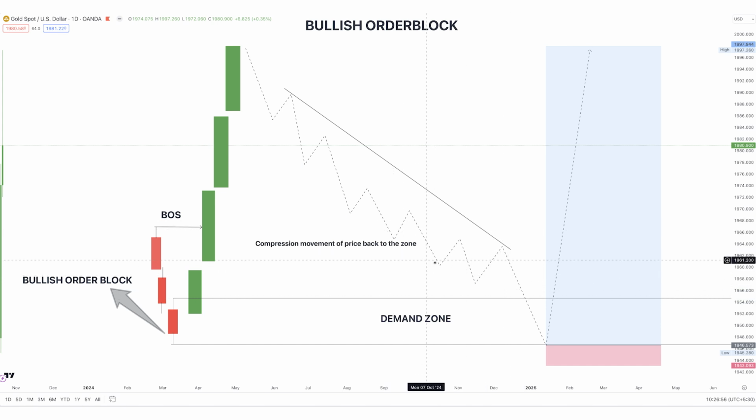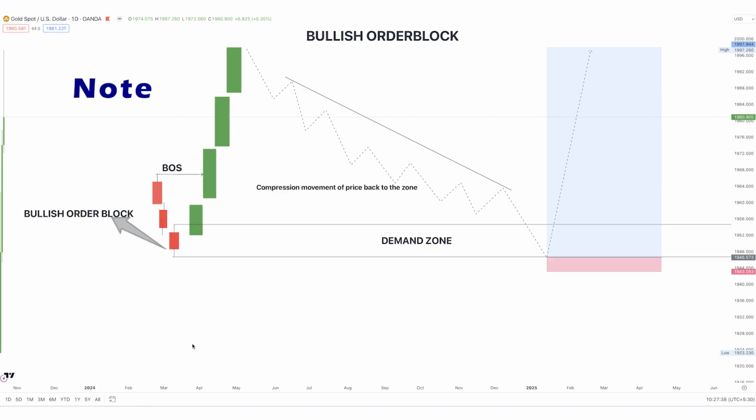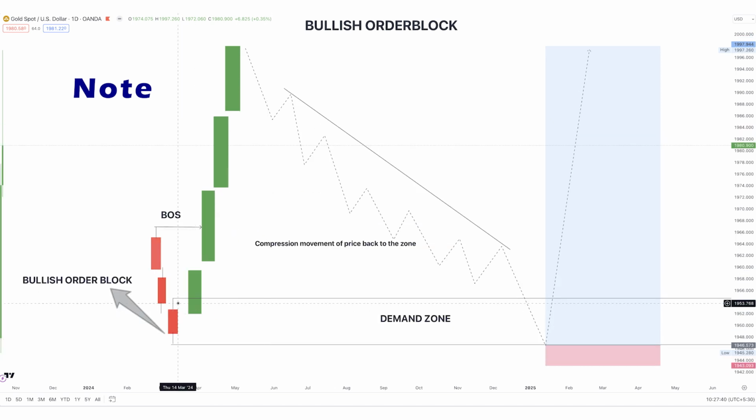Now let's move to the bearish order block. So if this is the bullish order block, then it means that it will be the opposite for the bearish order block. Take note, when drawing a bullish order block, you consider the whole body and the wicks. That is how we draw a bullish order block.